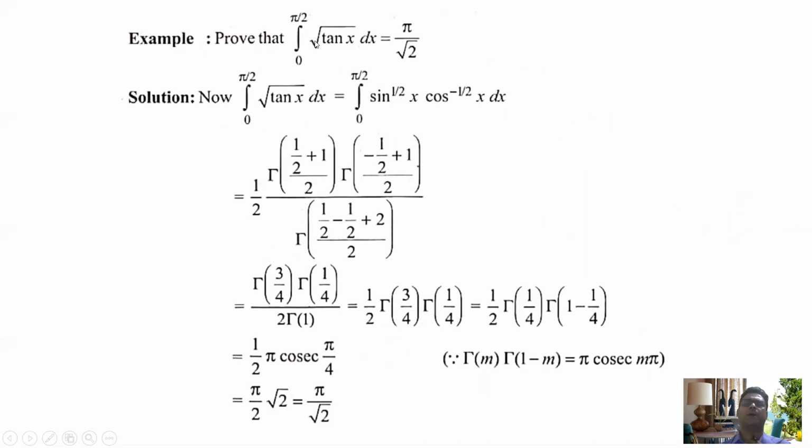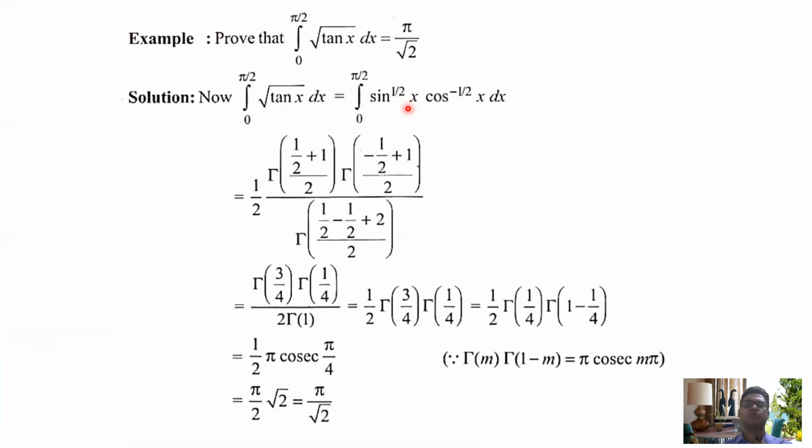Prove that the integral from 0 to pi by 2 of root under tan x dx is pi by root 2. So this is also a university joint entrance question. So you know how to solve by a different method using the beta function. Try to understand how to solve it. The integral from 0 to pi by 2 of root under tan x dx, you can write as the integral from 0 to pi by 2 of sine to the power half x, cosine to the power minus half x dx.